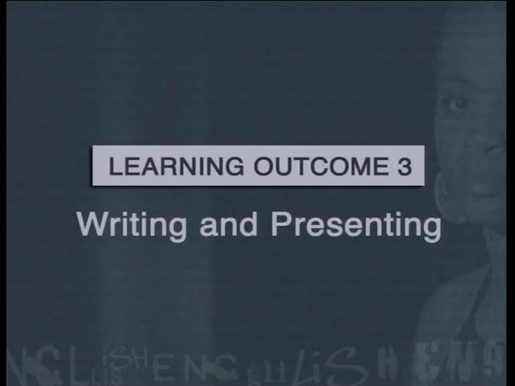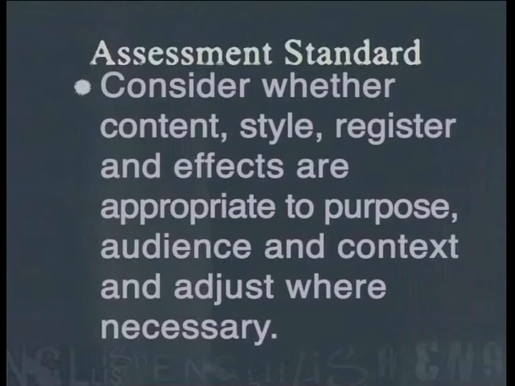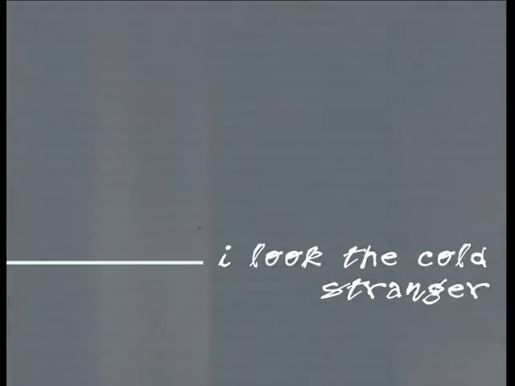The following lesson is linked to Learning Outcome 3, Writing and Presenting. It addresses the assessment standard that requires learners to consider whether content, style, register, and effects are appropriate to purpose, audience, and context, and adjust where necessary.